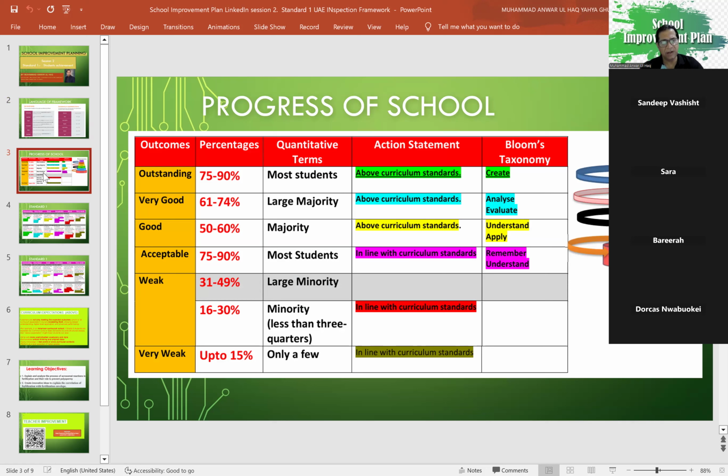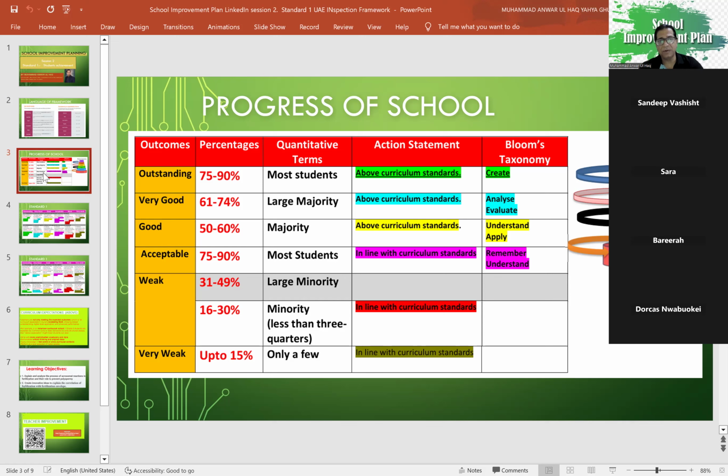I would love to see whoever is attending at present. If you are from the UAE, what is the ranking of your institution at present? Accordingly, I will suggest to you. And you can write in the chat box or open your mic also.